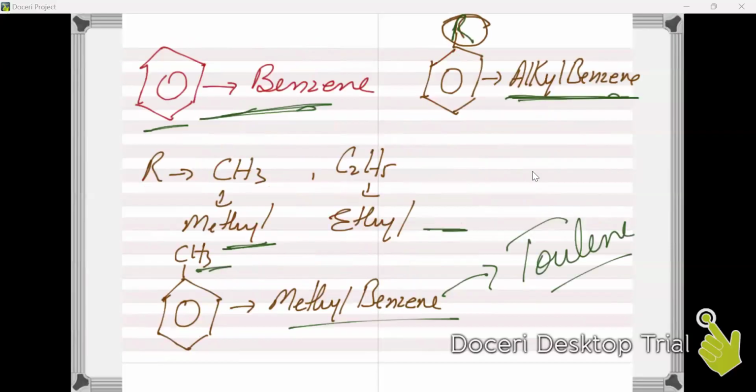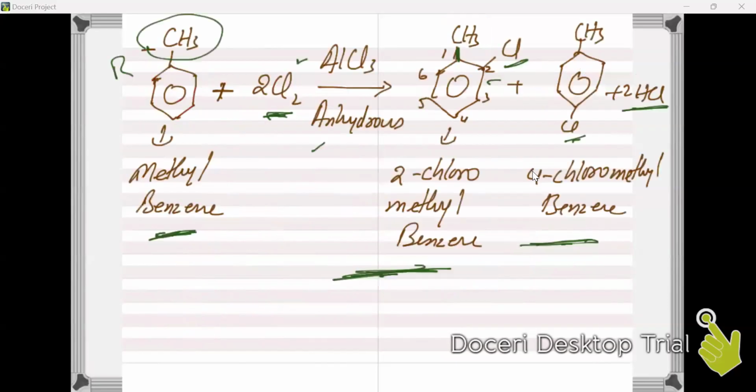Now, before we move ahead, this is not just about the reactions of benzene. This is also about the reactions of alkyl benzenes, I mean the derivatives of benzene as well. Alkyl benzene means an R can be placed over here. Now this R can be a methyl or an ethyl. If methyl is attached, then it is methyl benzene, and generally you will see examples of methyl, which is also called toluene. If ethyl is attached, automatically it will be ethyl benzene.